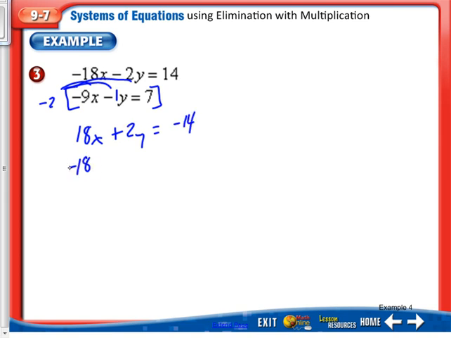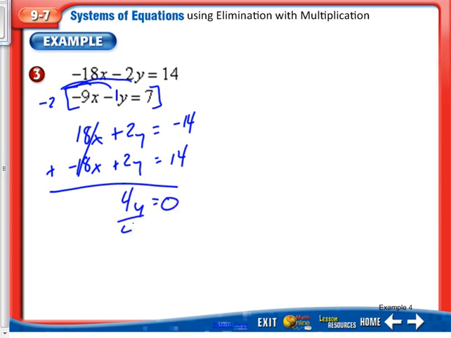So I get negative 18x. I get positive 2y is equal to 14. Okay, now when I combine like terms, I'm going to eliminate my x values. I'm going to get 4y is equal to 0. And when I divide by 4, I get y is equal to 0.